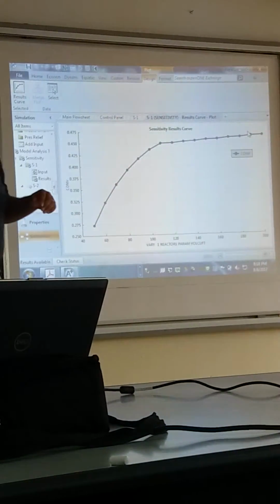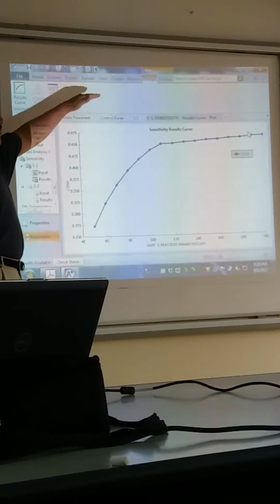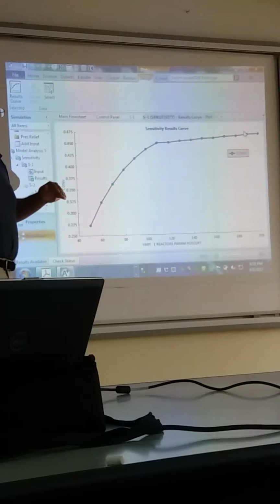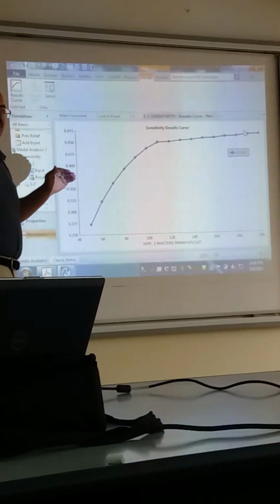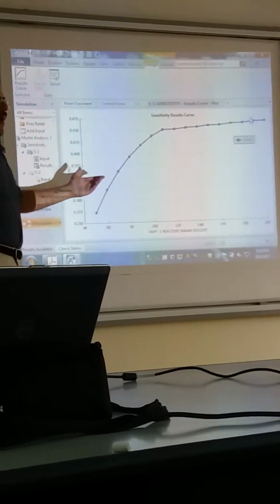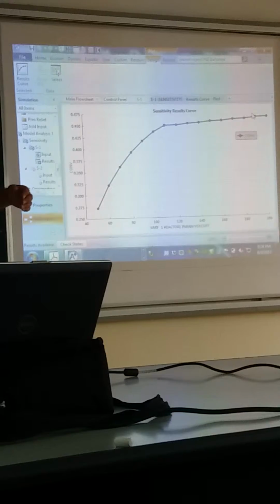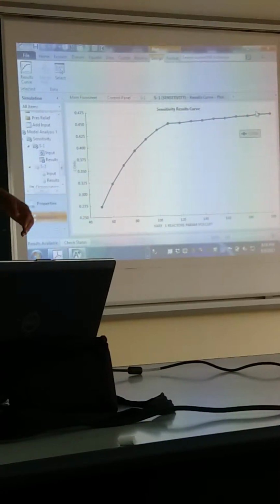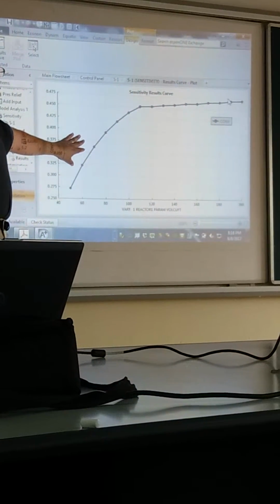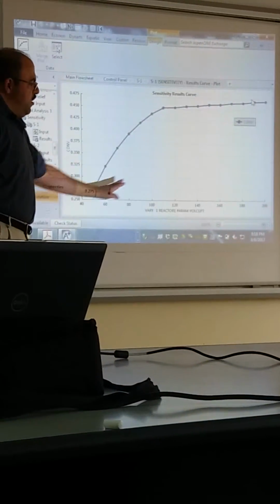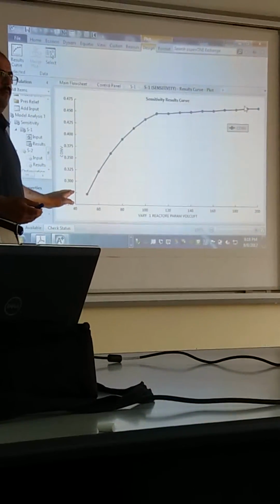Of course, if you adjust the operating temperature, you could actually force that maximum to increase or decrease. But you can't do this just by adjusting the volume. That will not work for a reversible reaction. All right, so this is an example of a sensitivity study where you investigate the effect of the design variable on some output, like the conversion.